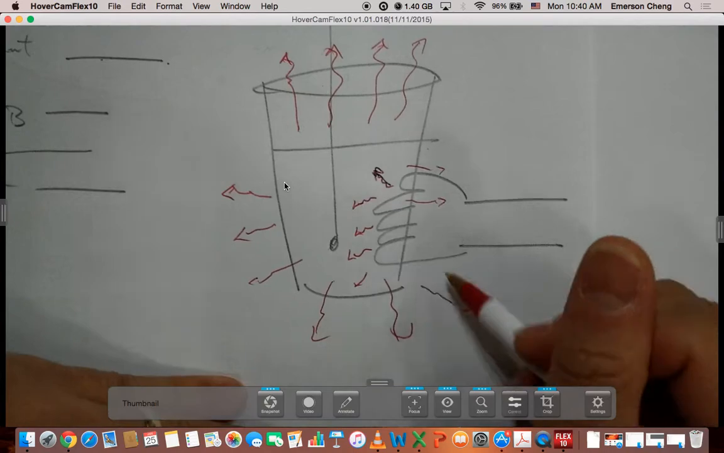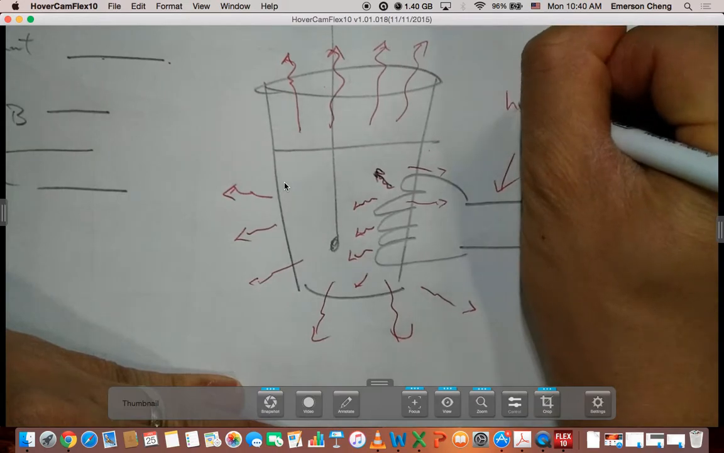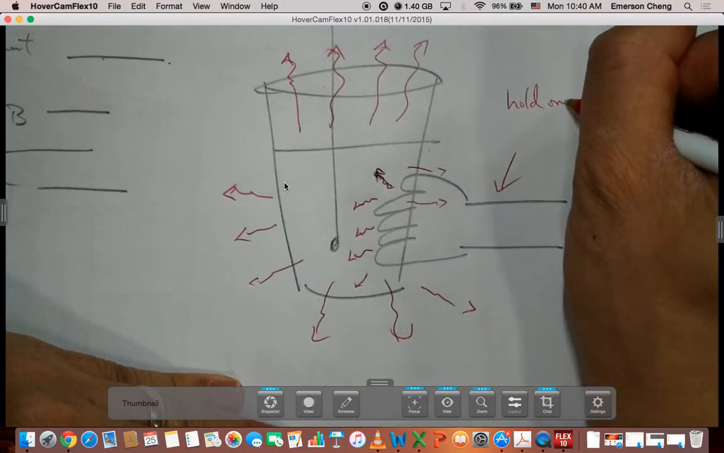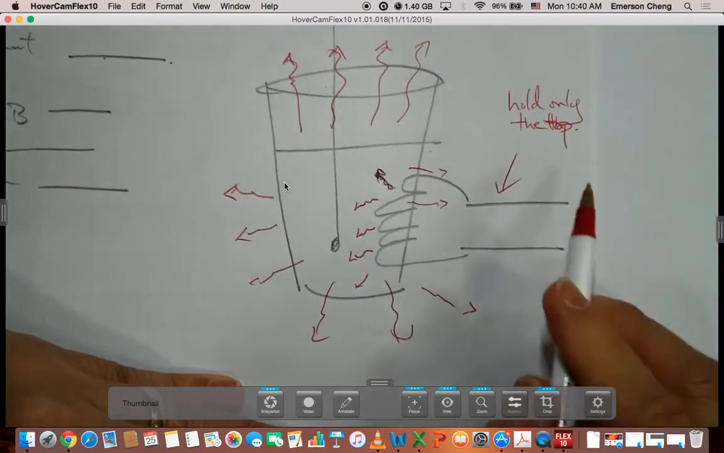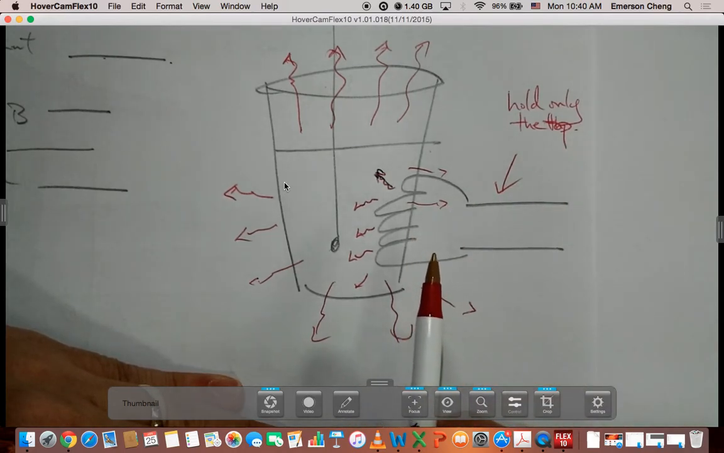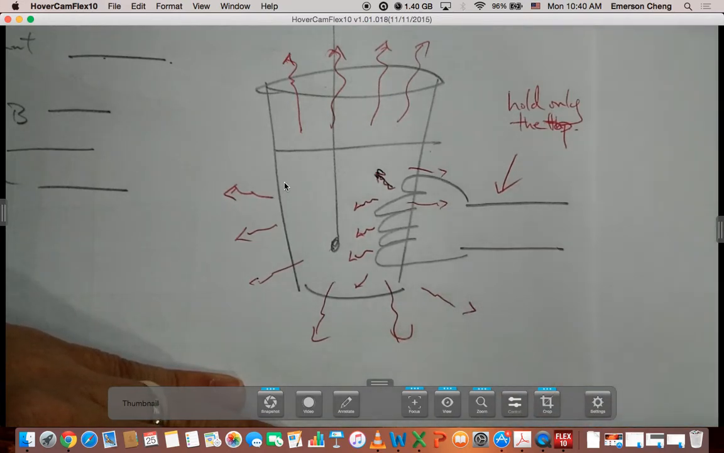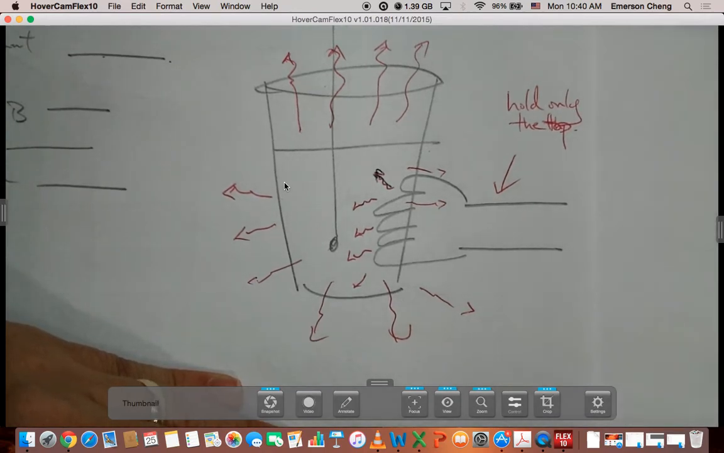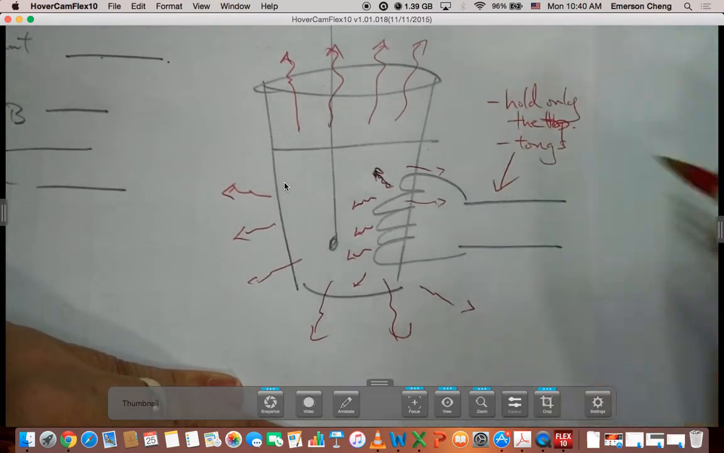So for the hand one, maybe you want to hold only the top part of the cup. So you can hold only the top part of the cup. What else can you do? There are many possibilities for fixing this, or the heat transfer from the hand. What else can you do? Put it on the desk. Yeah, but if you put it on the desk, remember it might tip over. Hold it. So you can use beaker tongs. You could use beaker tongs.